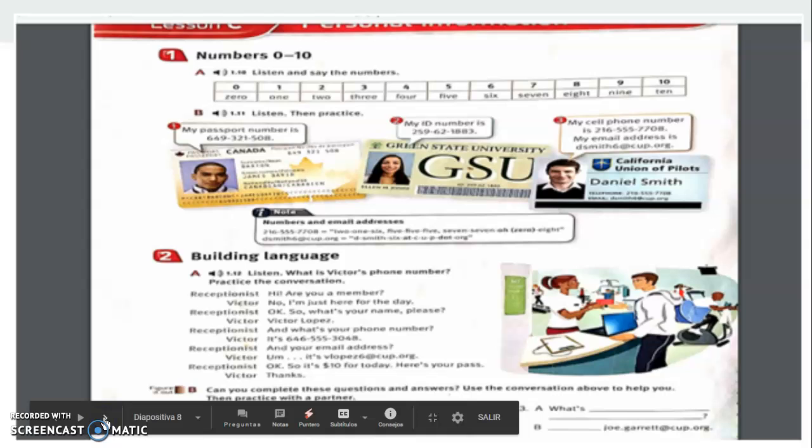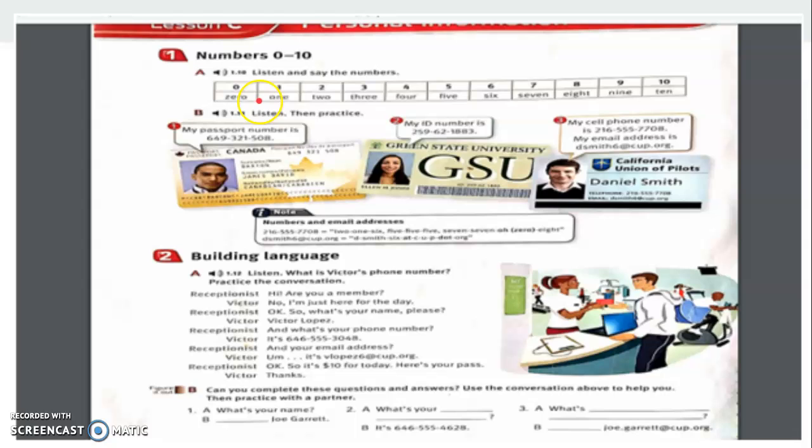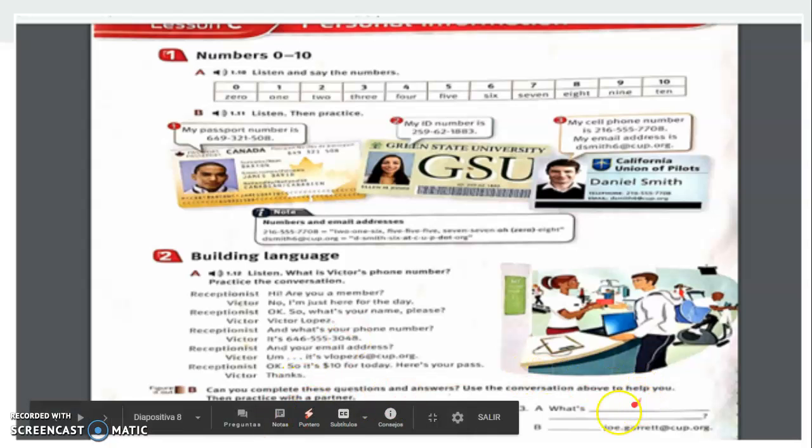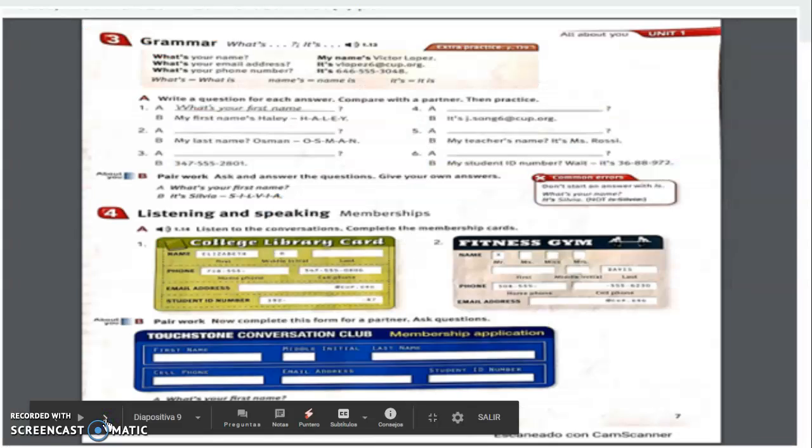Continue. Here we have numbers, cardinal numbers. You remember 0, 1, 2, 3, 4, 5, 6, 7, 8, 9. Sorry, 10. Here we have the numbers, very important to pronounce. Also, we have an interesting conversation. In section B, we have a practice. You need to complete the information. Okay, guys, students, let's continue.